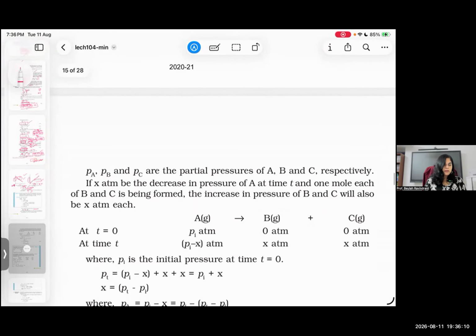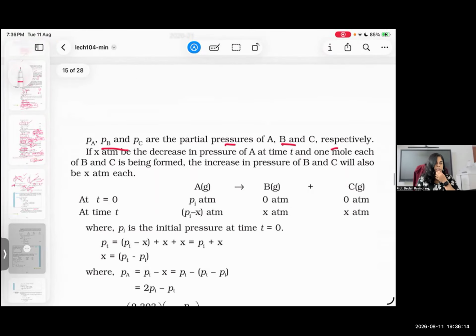Okay. And these are all the partial pressures of A, B, C respectively. Then let X atmospheric pressure be the decrease in pressure of A at time T, and 1 mole each of B and C is being formed. See, A is decomposed to form B and C. So X atmospheric pressure is the decrease in pressure of A.